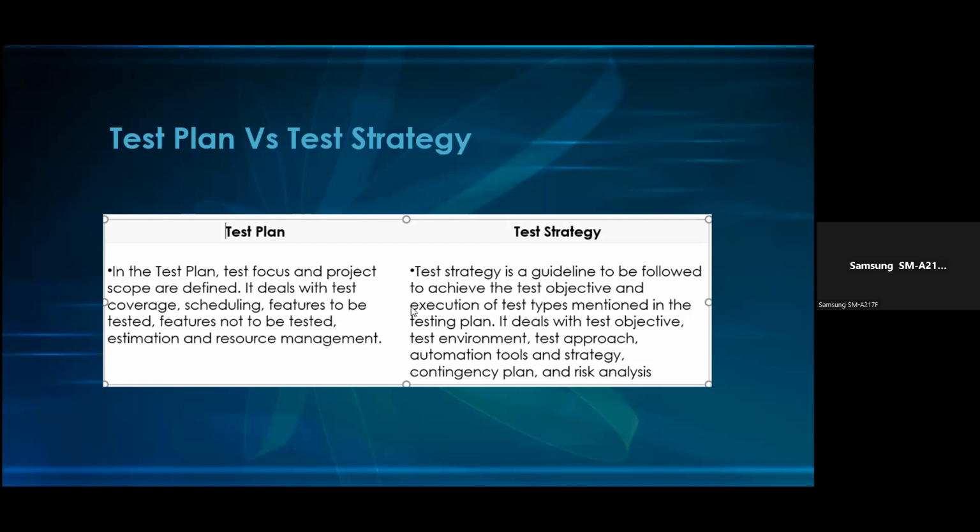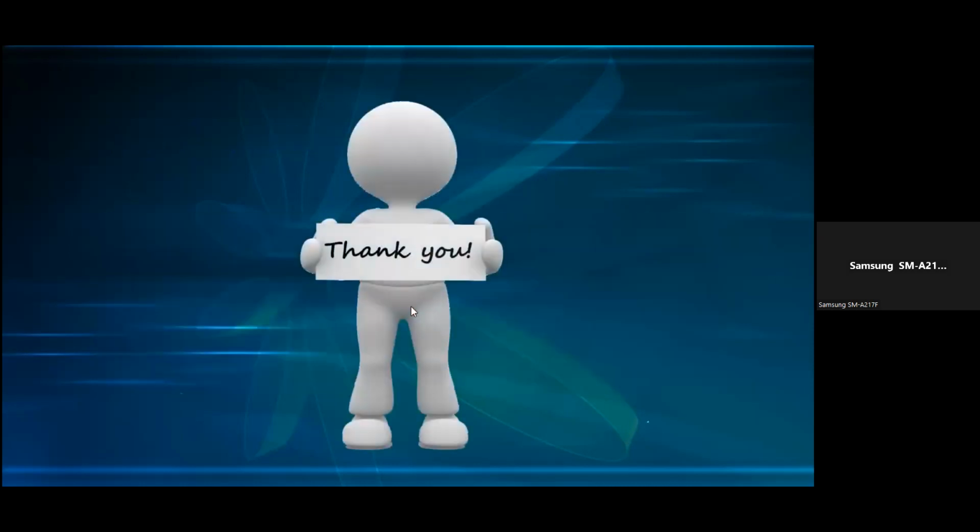While test strategy is a guideline to be followed to achieve the test objective and execution of test types mentioned in the test plan. It deals with test objective, test environment, test approach, automation tools and strategy, contingency plans, and risk analysis. Thank you all. And this is the end of manual testing class.